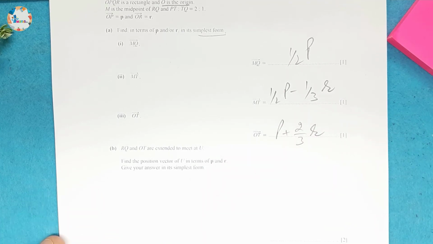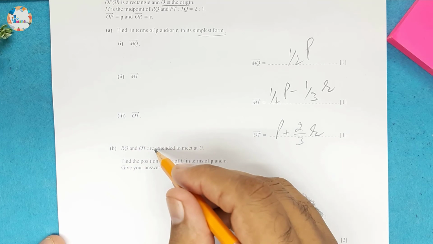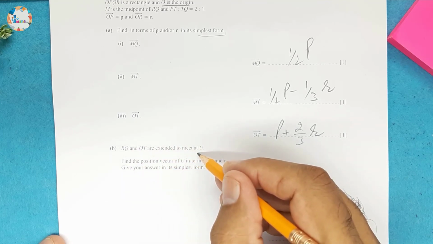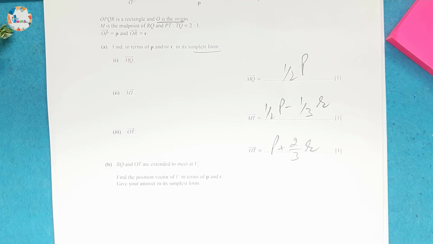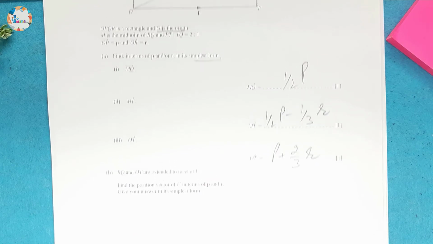One more question each. RQ and OT are extended to meet at U. Now we have to extend RQ and OT.